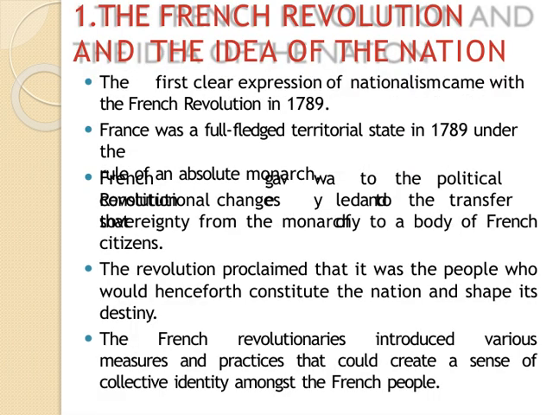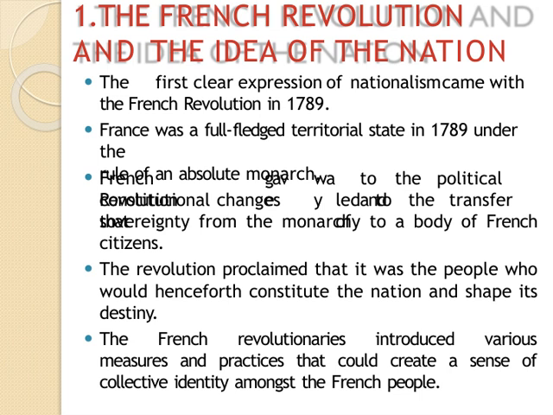The first clear expression of nationalism actually emerged during the French Revolution in 1789. At that time, France was a fully established territorial state, governed by an absolute monarch. The revolution brought about significant political and constitutional changes, shifting sovereignty from the monarchy to the people, specifically to the body of French citizens. This was a groundbreaking moment, because it declared that it's the people who now constitute the nation and who will shape its future.